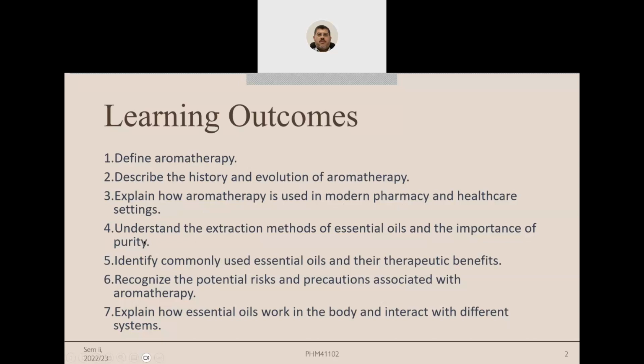You should understand the extraction methods of essential oils and the importance of purity of these essential oils. Identify commonly used essential oils and their therapeutic benefits. Recognize the potential risks and precautions associated with aromatherapy, and explain how essential oils work in the body. What is their mechanism of action?